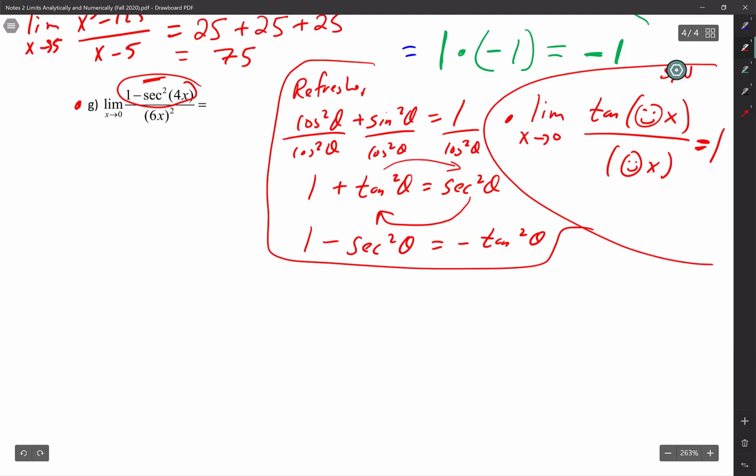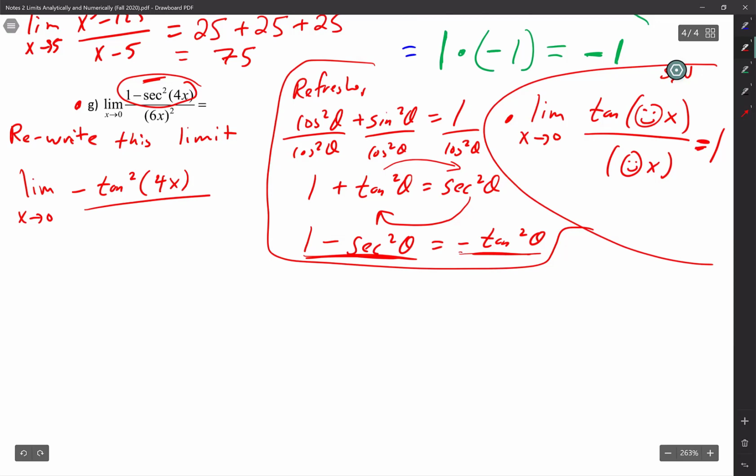So now I can rewrite this limit. Don't worry, guys, we're almost done. This is probably about as hard as it gets. Limit as x approaches 0. 1 minus secant squared is the same as a negative tan squared, but I've got to keep the argument in there. So I'm going to say negative tan squared, and I've got to keep that 4x, because that's just the argument. Over, and if you want to expand this, you can, but I'm going to leave it as 6x with a square on it. Excuse me.